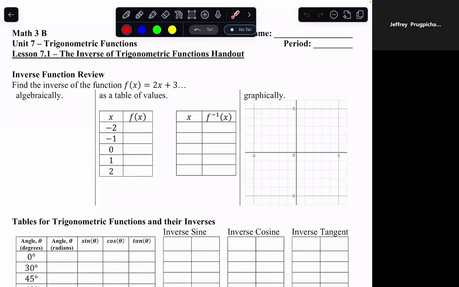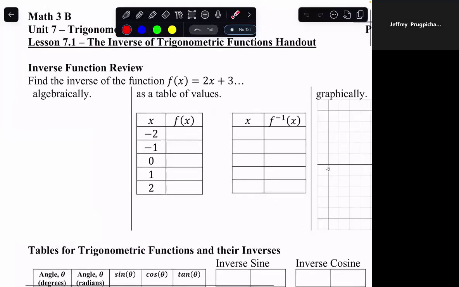Okay, so yeah, let's just do this together real fast. To find the inverse of a function algebraically, recall that f of x, the function output, is the y value. So the method we learned back in unit 3 to find the inverse is you switch x and y, and then you solve for the new y.